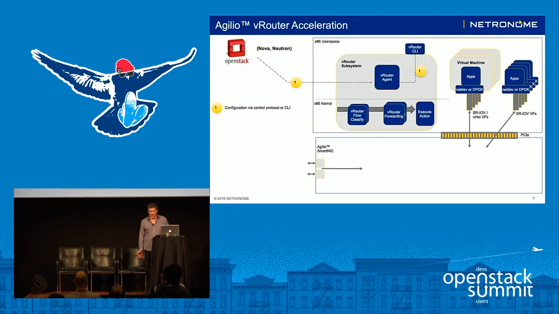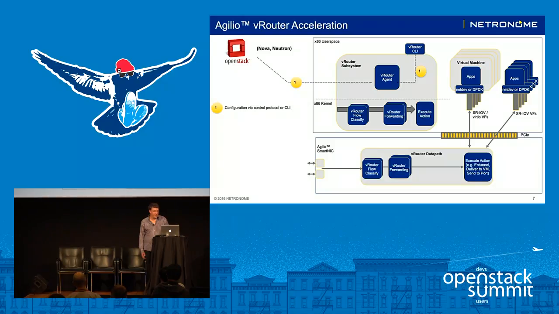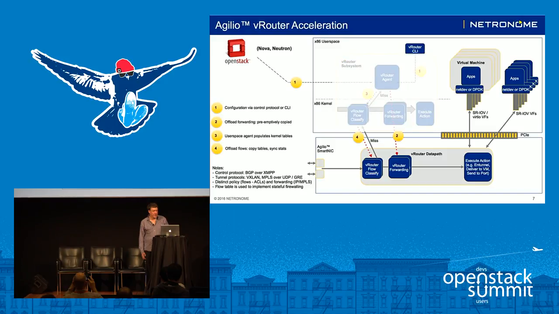vRouter, very similar. The details differ. It actually has a separate forwarding table, which is preemptively pushed down to the NIC. The flow table works similar to OVS, where a miss causes packets to go to user space, causes flow entries to be installed. And once it's all set up, again, the traffic can go more or less directly to the virtual machines, VirtIO and SRIOV both being supported.